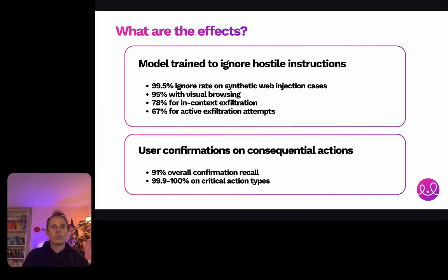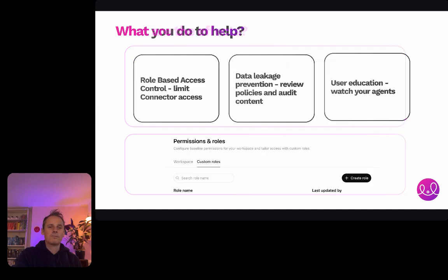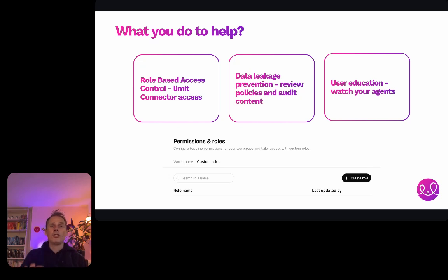Another example that I talked about is minimizing the agent taking consequential actions without the user clicking on a button saying, yes, okay. Well, this is at 91%. And for the critical action types, which covers financial disclosure and personal identifiable information being disclosed, it's 99.9 to 100% in their test cases. So definitely worth taking a look at, to give you some confidence in how effective these models are. And then finally, what can you do to help?